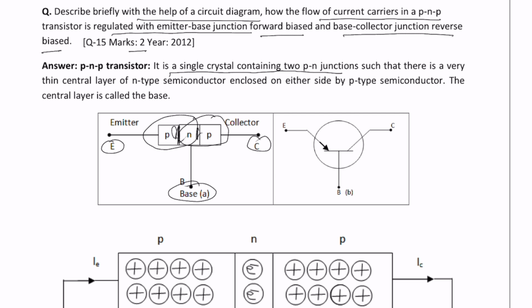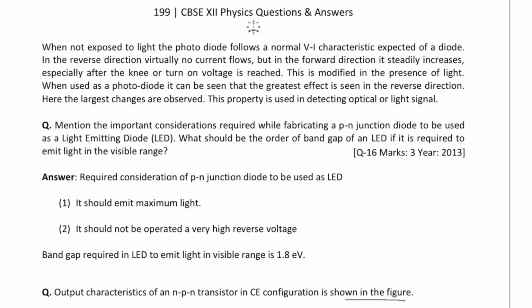So it is a single crystal such that there is a very thin central layer of N-type semiconductor enclosed on either side by P-type semiconductor. So this is a very thin depletion layer. The central layer is called the base. Okay, this central layer is called the base. This is how it is represented in the circuit. Correct?